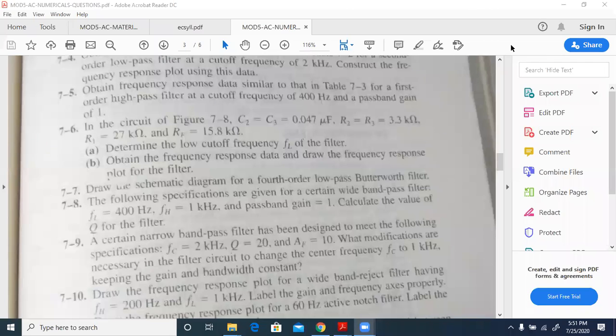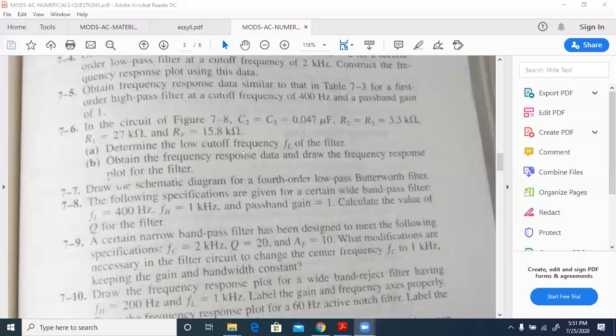Now we'll go for 7.6. In the circuit of figure 7.8, C2 equal to C3 equal to 0.047 microfarad, R2 equal to R3 equal to 3.3 kilo ohms, R1 equal to 27 kilo ohms, RF is equal to 15.8 kilo ohms. Determine the low cutoff frequency FL of the filter. Obtain the frequency response data and draw the frequency response from the plot.